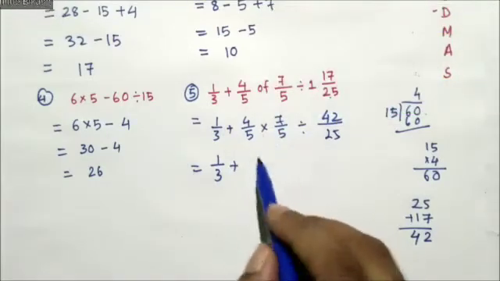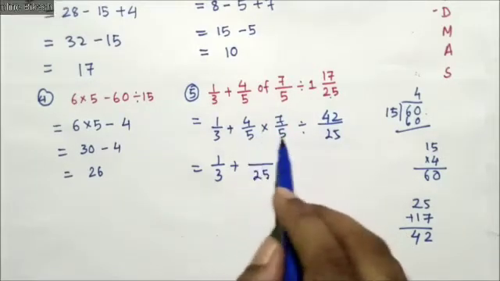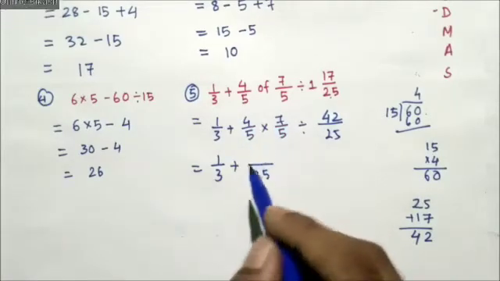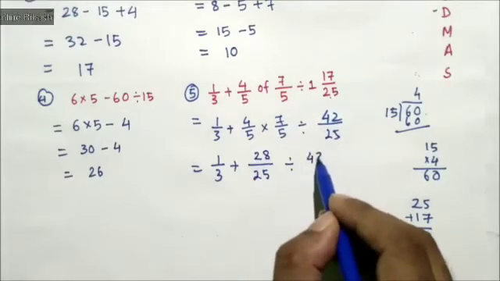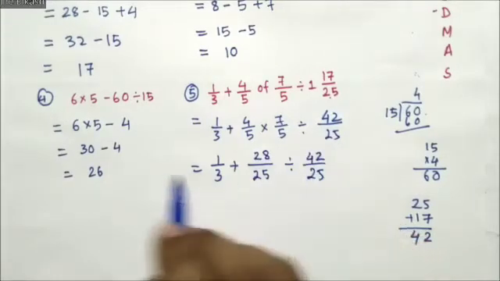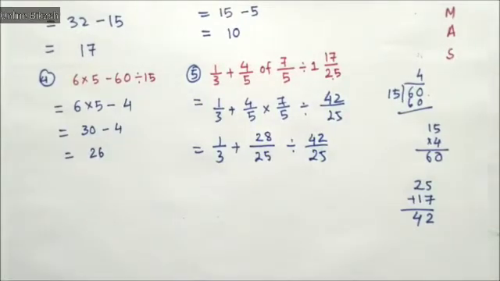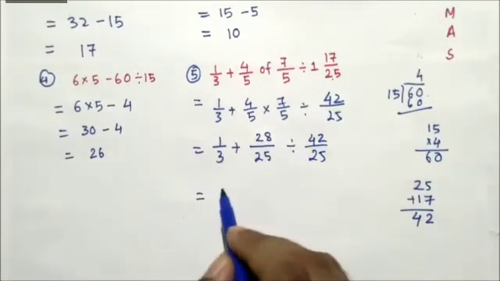Now 5 fives are 25, very simple, you just need to multiply the denominators. 5 fives are 25, and 7 fours are 28, divided by 42 and 25. Okay, somehow we have finished the operation of. Now come to division. So here it is division.